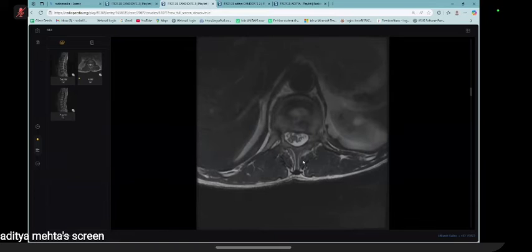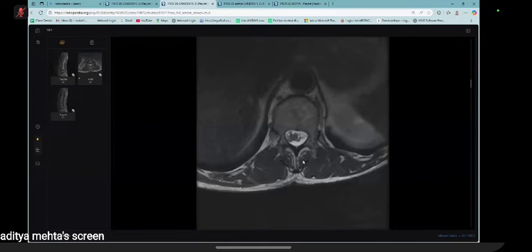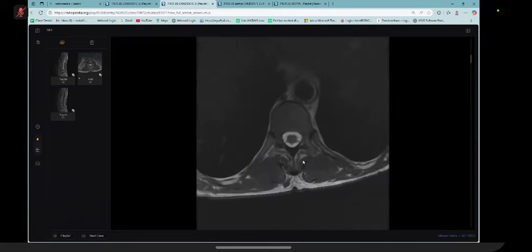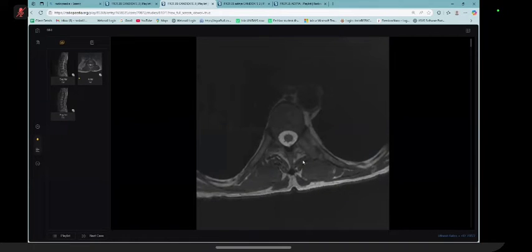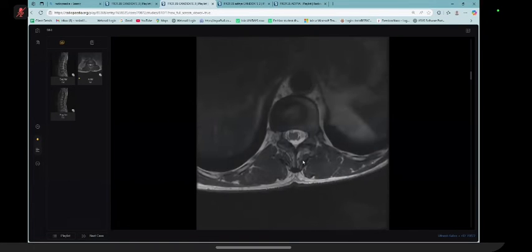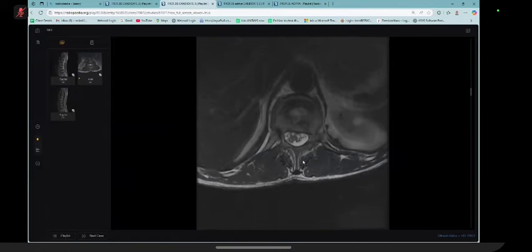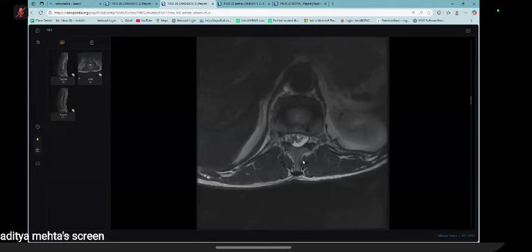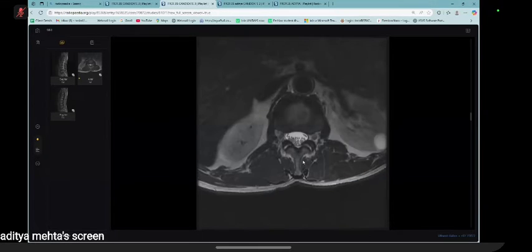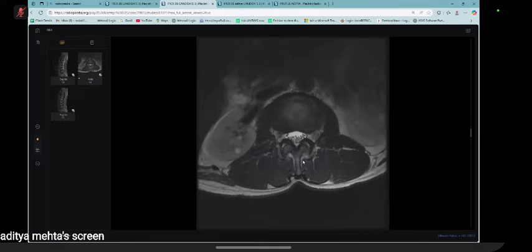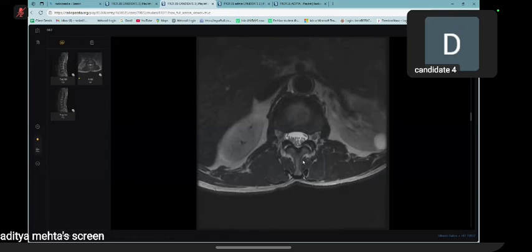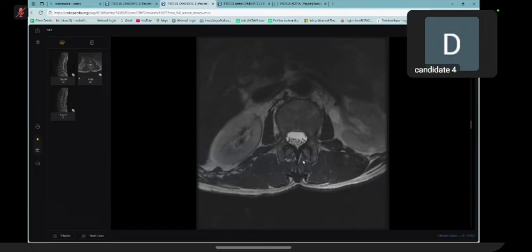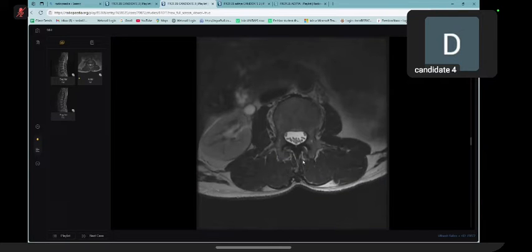I'm looking for any other lesions. The spinal canal appears normal. While I am going down, I'm looking also at the soft tissue. The aorta appears normal. Both kidneys just show some cysts.